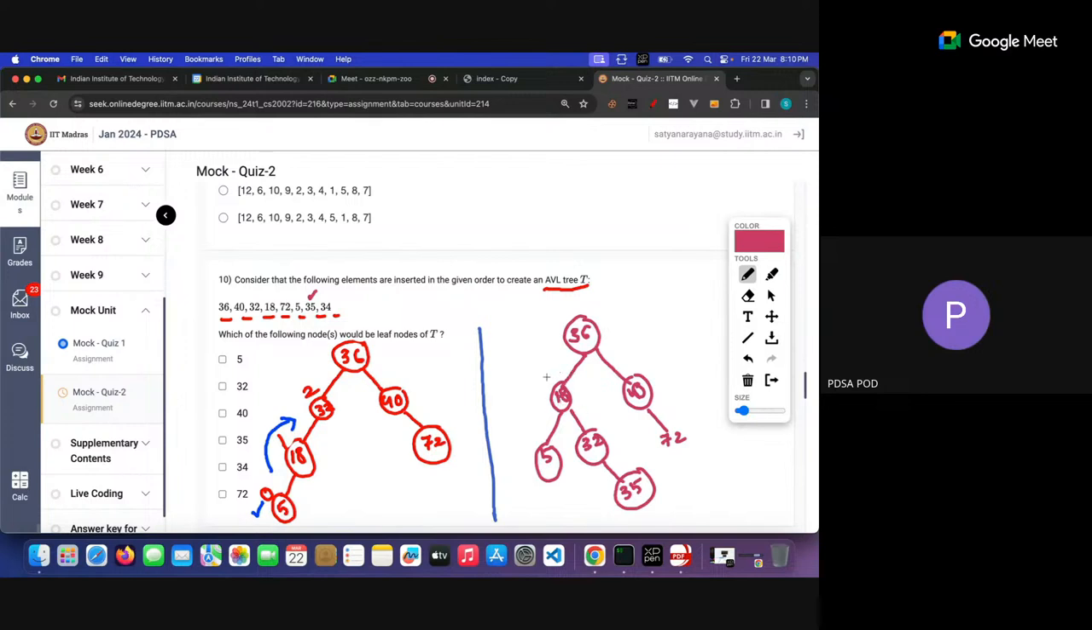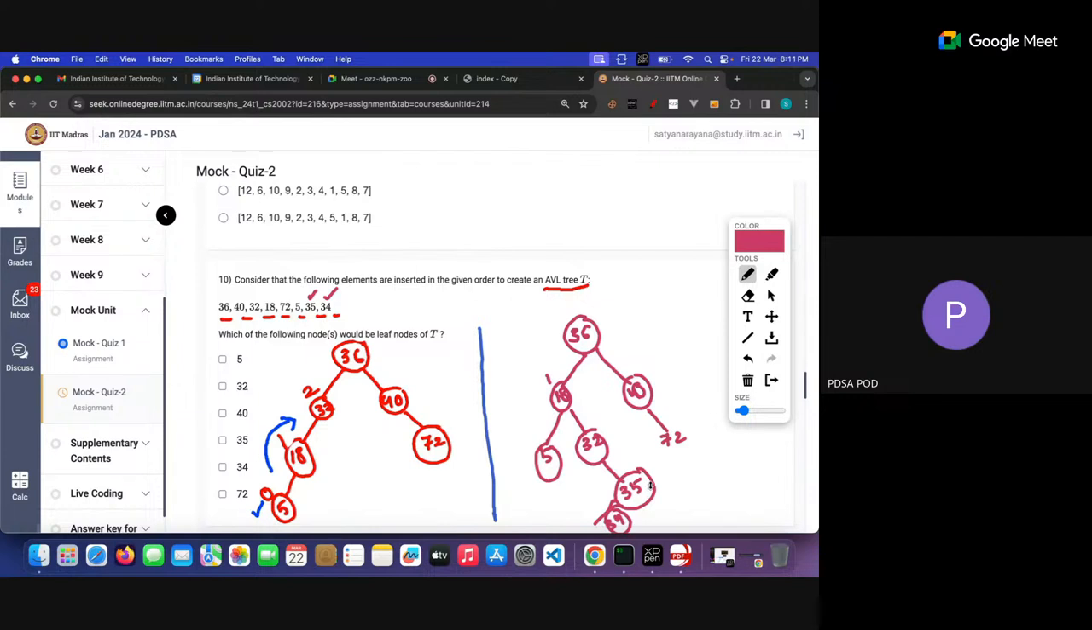You might have a doubt here for 18. On the 18's right side you have 2, on the left side you have 1. So 2 minus 1 is 1, no problem. More than 1 is a problem. Now a new value, 34, came. Here is the issue. 34 is going to be added to the right side of this 35. Sorry, of course, I don't have space. Here there is a problem.